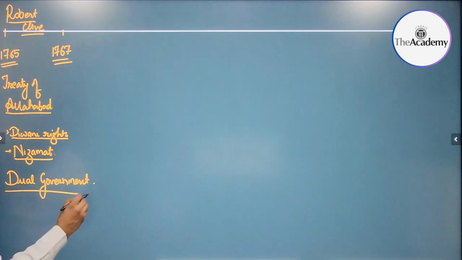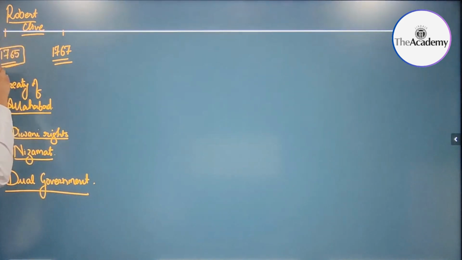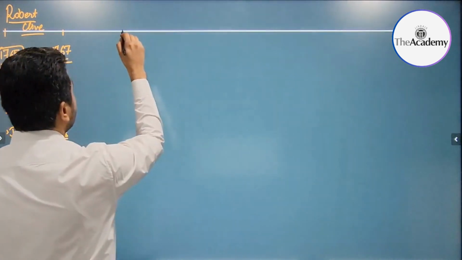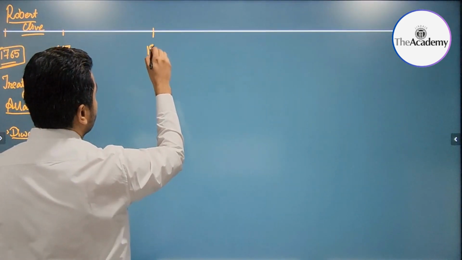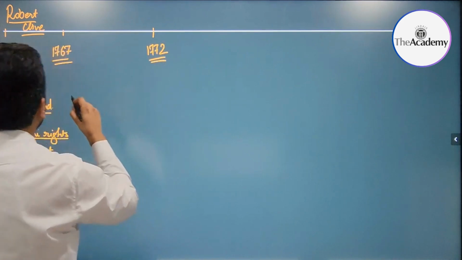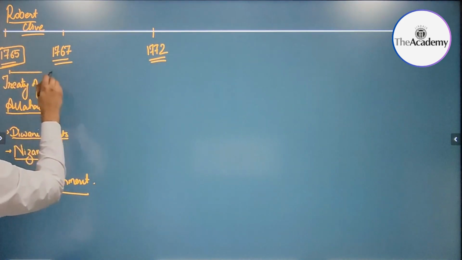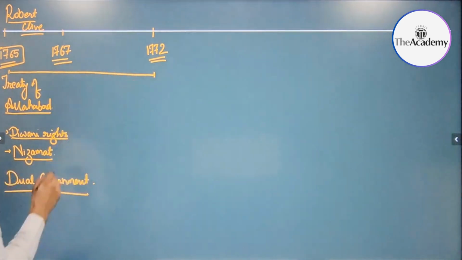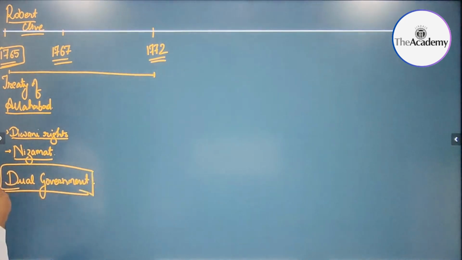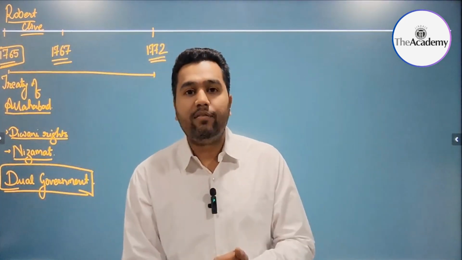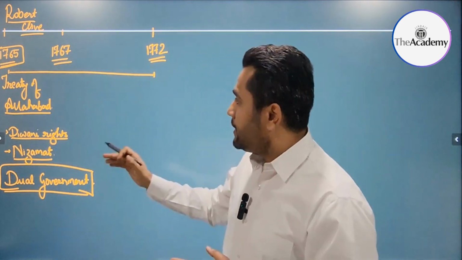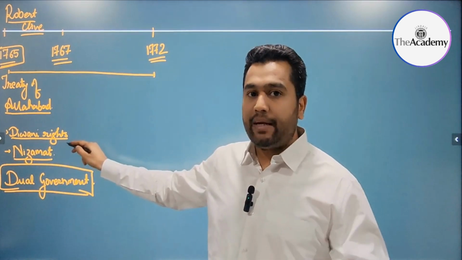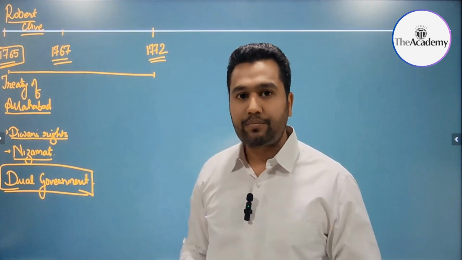So this time period from 1765 up till 1772, this is known as the time period of dual government. Why dual government? Because now the English were exercising the Nizamat function by appointing a deputy Nazim.